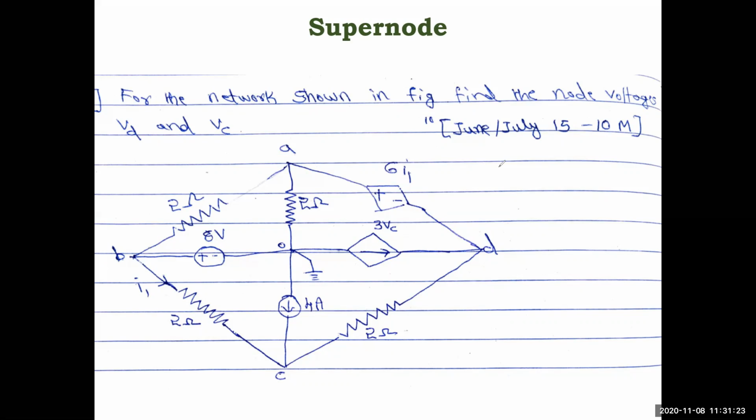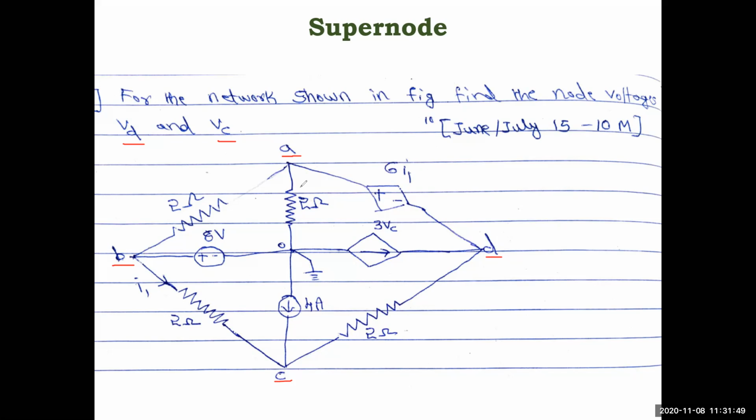So which is the supernode here? In the problem they have asked only for VD and VC, but there are two other node voltages, VA and VB, and they may be related to VC and VD also. That's why our goal is to find all four. Then in that you will get VD and VC.